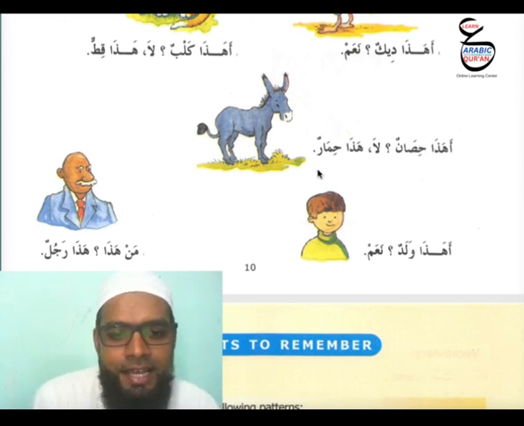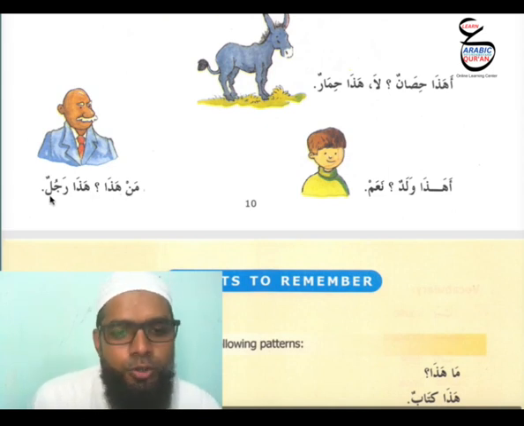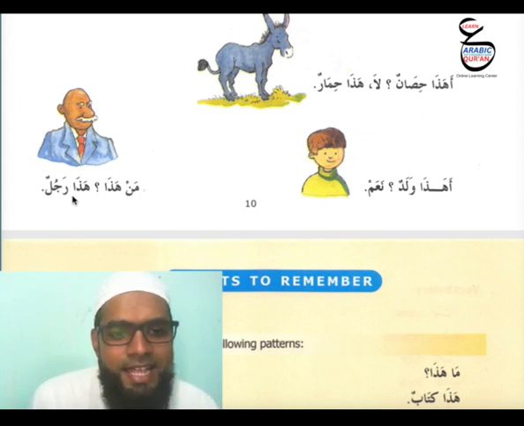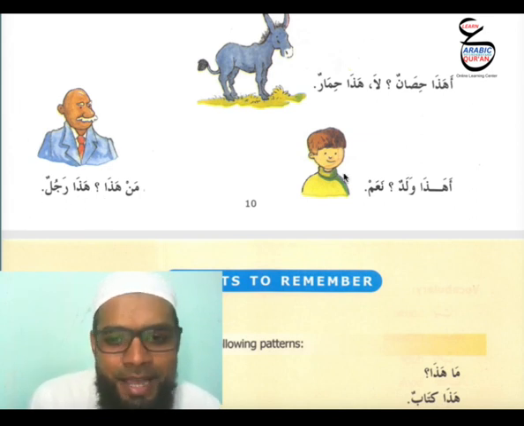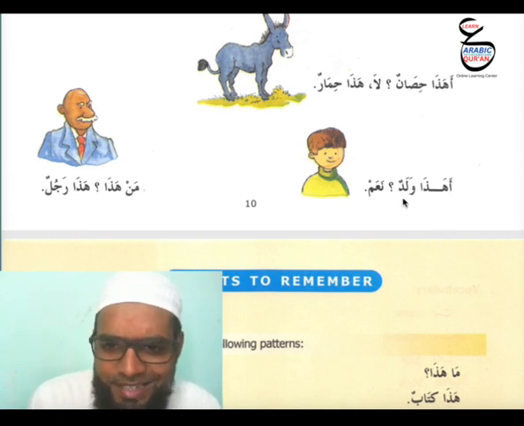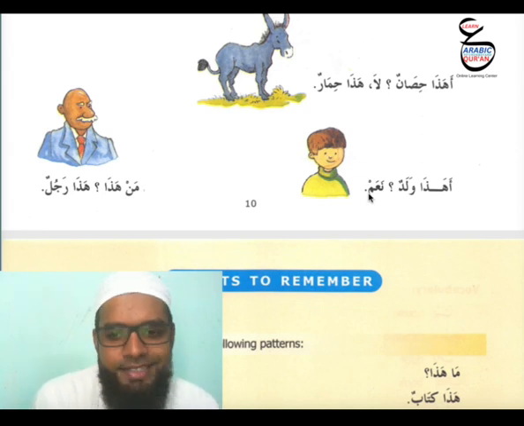नहीं, ये गधा है. मन हादा, ये कौन है? हादा रजुलुन, ये आदमी है. मन हादा, who is this? हादा रजुलुन, this is a man. अहादा वलदुन, is this a boy? क्या ये लड़का है? नाम, हाँ, yes.